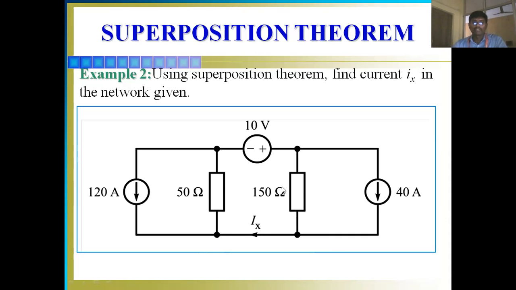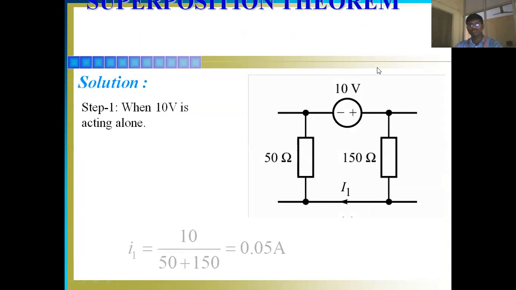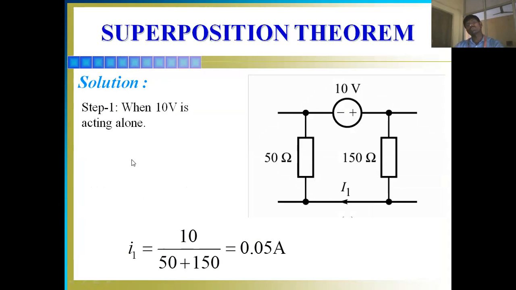Ix. So here we have to activate the 120 amp source once, the 10 volt source once, and the 40 amp source once. And we need to calculate the current flowing through this branch, Ix1 plus Ix2 plus Ix3, so that we can get total Ix. So first we activate the 10 volt source. The other two sources are current sources. So therefore, they have to be replaced by their internal impedance, infinite impedance. That means both of them should be open circuited.